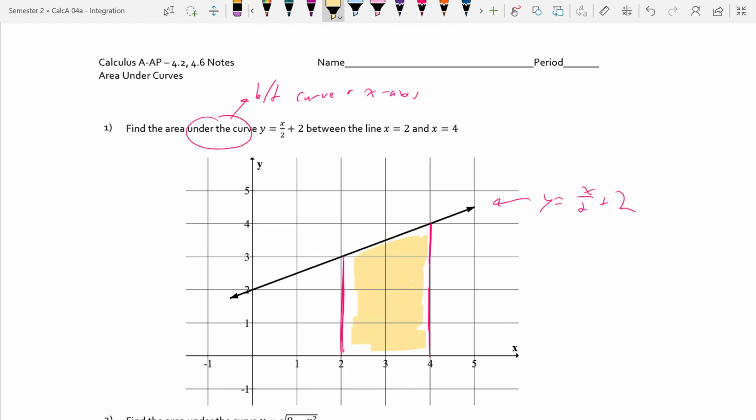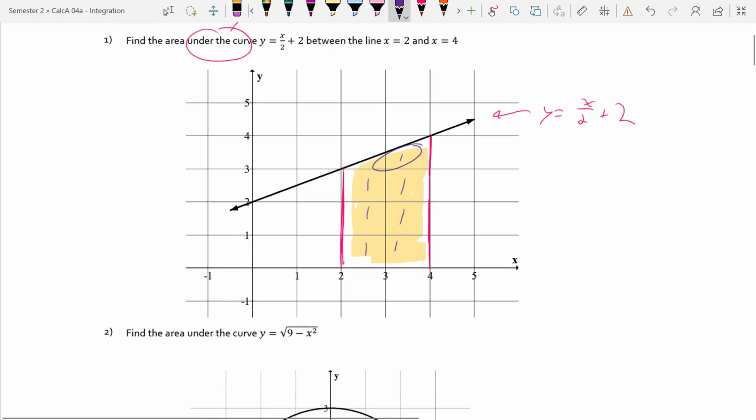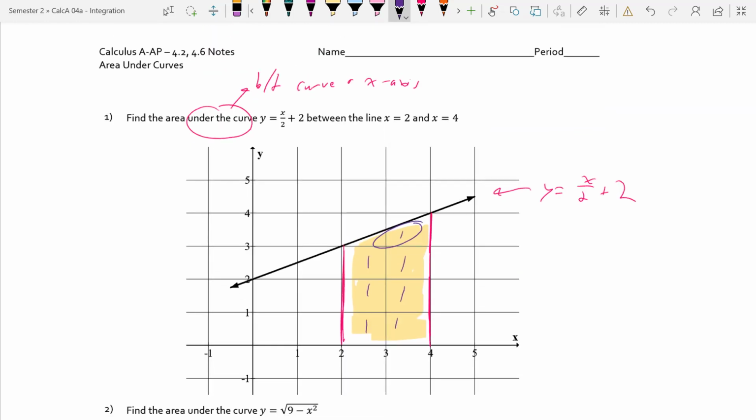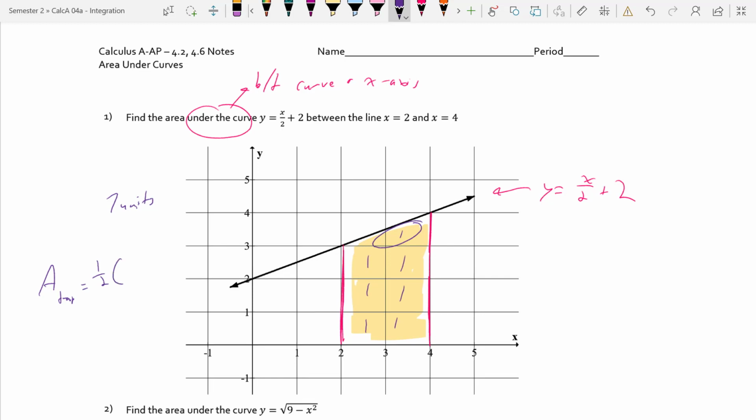Well, if each of these squares is a unit, we can do this just simply by adding 1, 1, 1, 1, 1, 1, and then this whole thing would be 1. So that would be 7 units. You can also just do the area of the trapezoid. Area of the trap would be equal to 1/2 the average of the two sides, 3 plus 4, times the height, which is 2, and that would also give me 7.